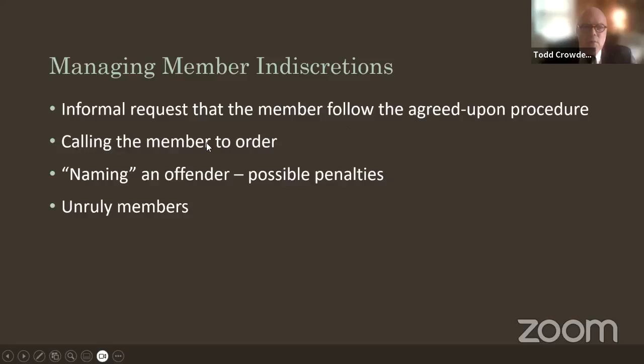And then, when you get to the point of calling a member to order, when you name an offender, that's even more serious. And that's an exception to when I say don't say people's names. This is a time you do, when they're being that naughty that you have to actually bring charges against them. When you name it, like when you say, John Doe, you are out of order, by that point you are bringing penalties. And it is up to the assembly itself to vote on what just happened.